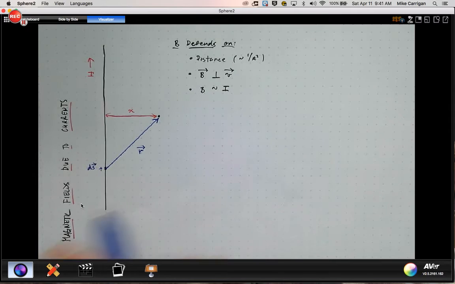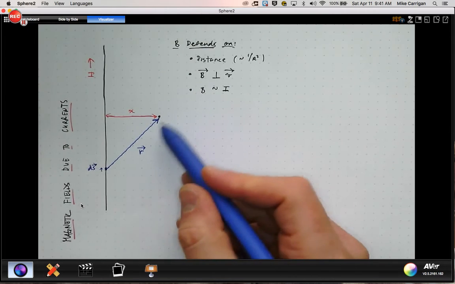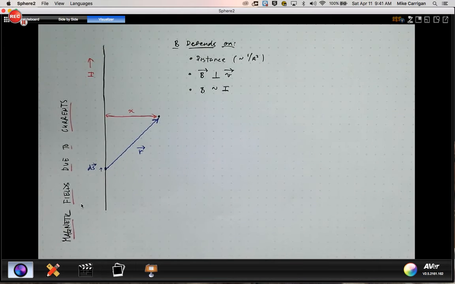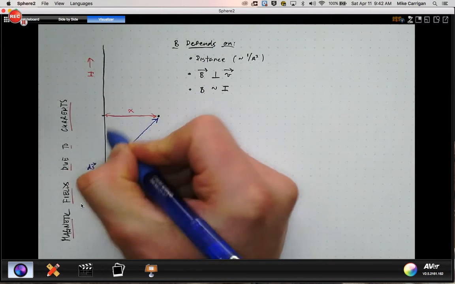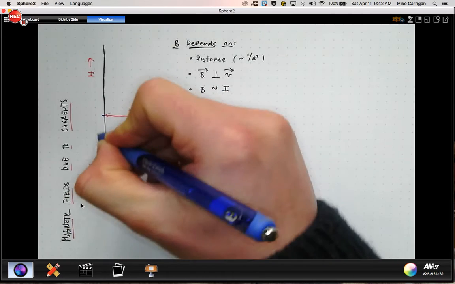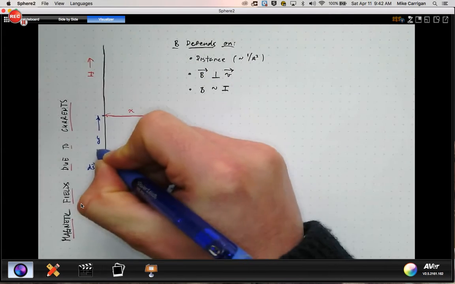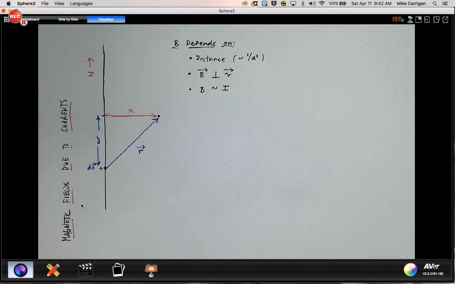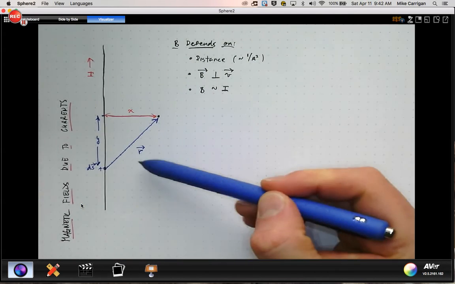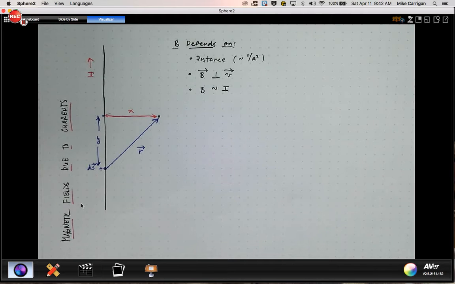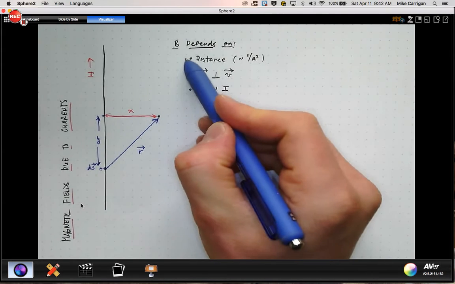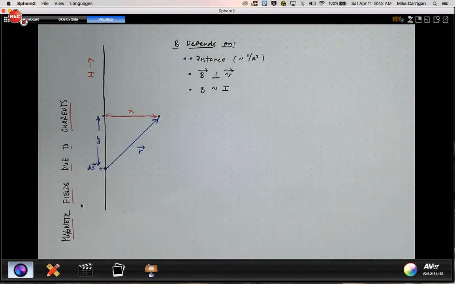So this vector r is, of course, also related to the distance between this point right here and ds, and for our purposes I'll call that distance right here y. So x is constant, but y is going to vary, and therefore r will vary. The distance r will vary, and so that's going to impact our first assumption up here.